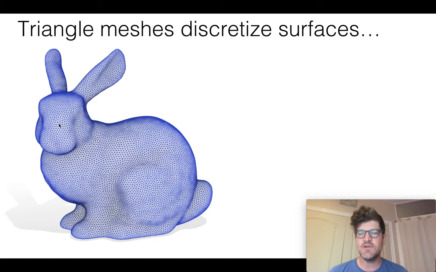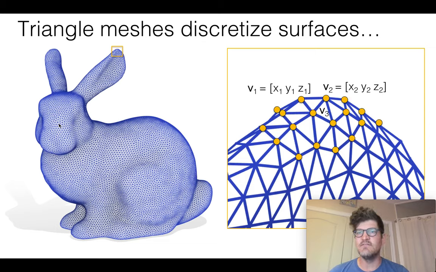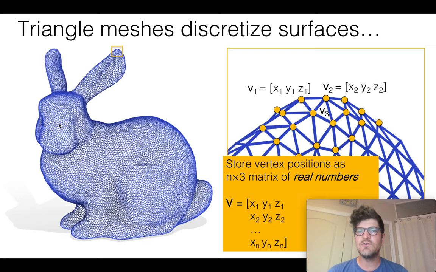We can store a triangle mesh like this on the computer by storing the vertex positions and the faces. The way that we'll do that is for each vertex, we'll store the x, y, and z coordinates. And we'll do this for the first vertex, the second vertex, and all the vertices of our entire mesh. We can store all the vertex positions compactly in an n by 3 matrix of real numbers. And we'll call this matrix V.